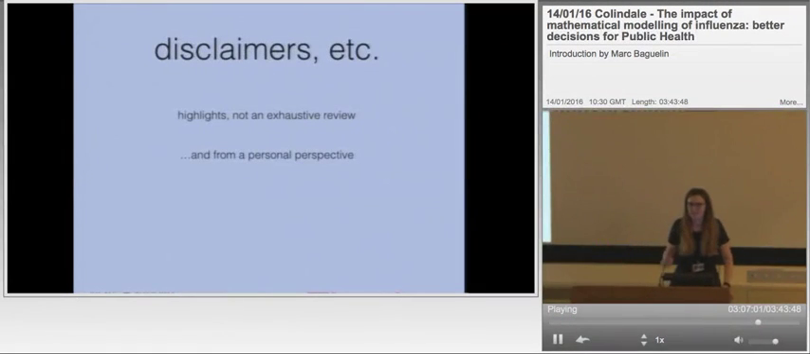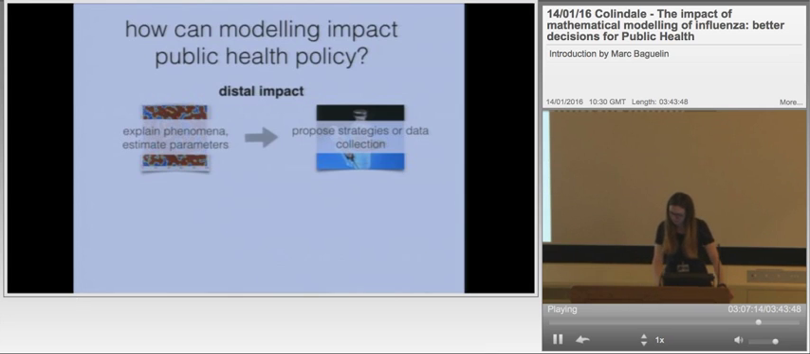So just to give a disclaimer, I'm sure everyone has their favourite policy-related paper, and I'm probably not going to cite it, so apologies in advance. So it's really from a personal perspective. So my less sexy headings for the sexy versus utility combination is distal impact and proximal impact.